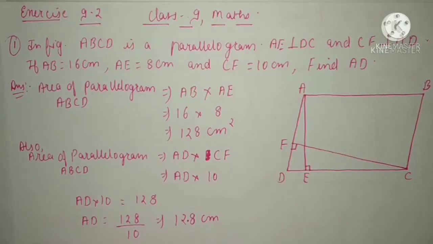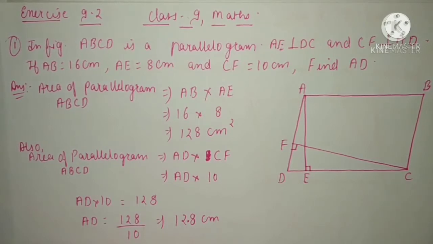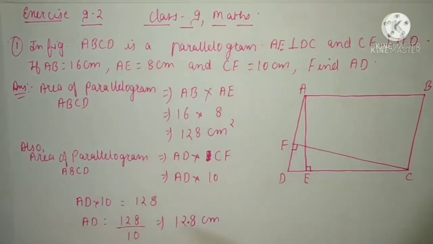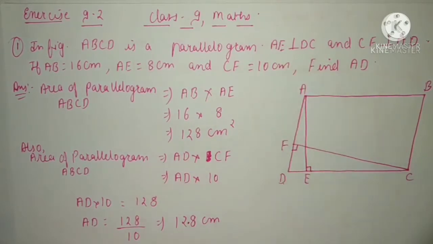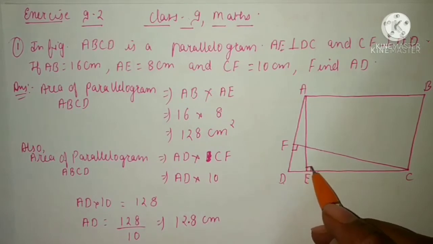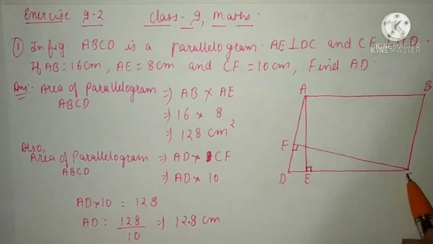Now let's start our exercise 9.2. Now see the first question of our exercise 9.2. In the figure, this is the given figure. ABCD is a parallelogram. In this, AE is perpendicular to DC. This AE is perpendicular to this DC.